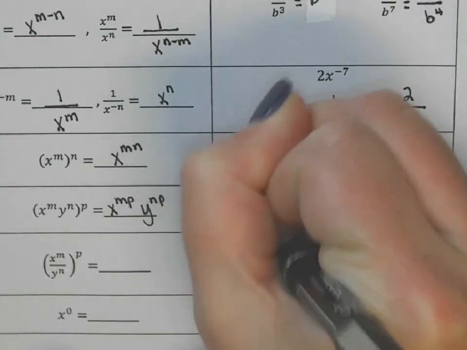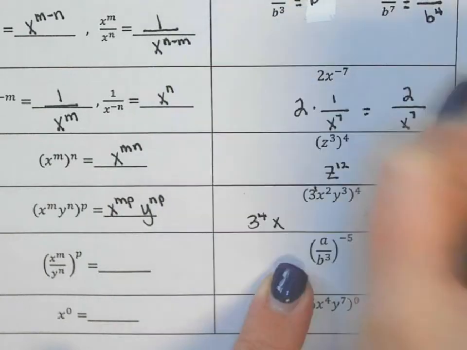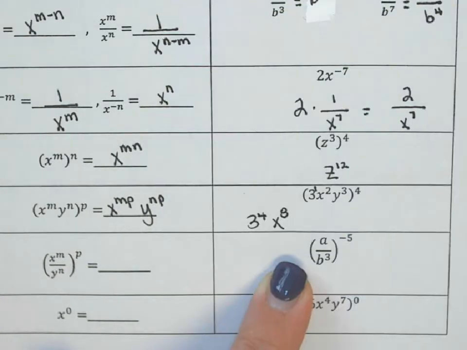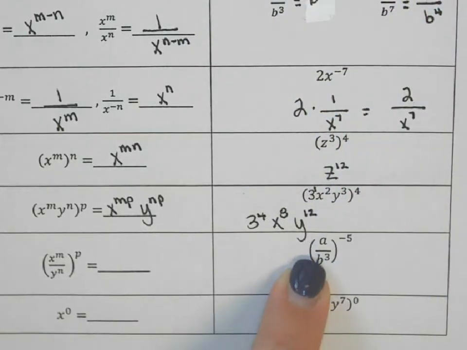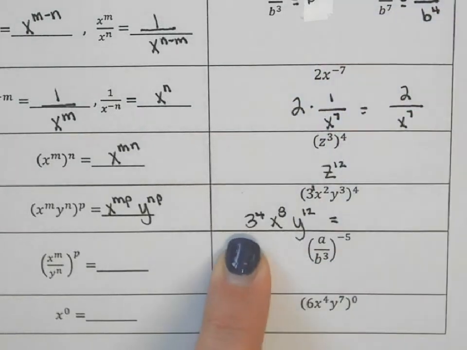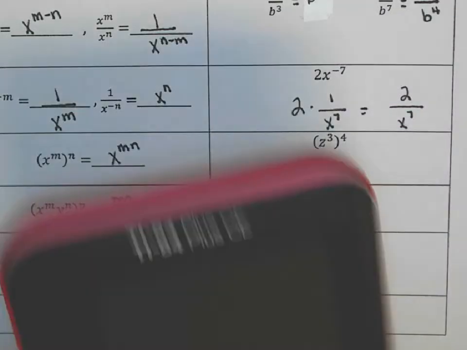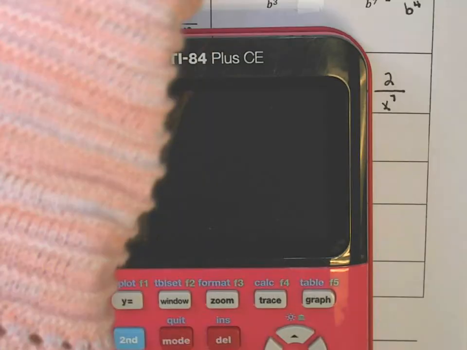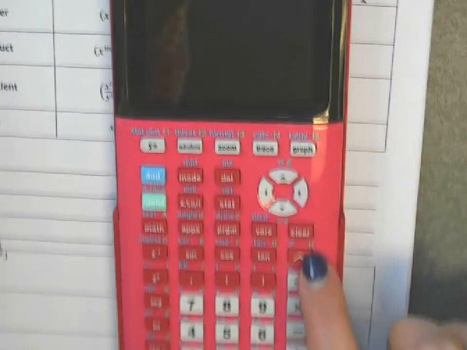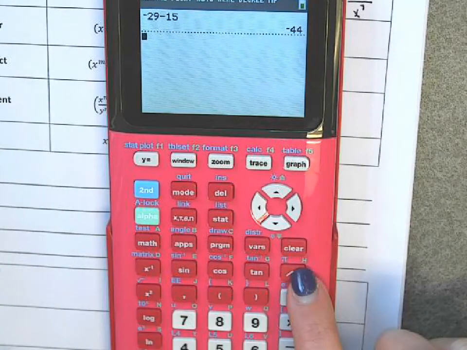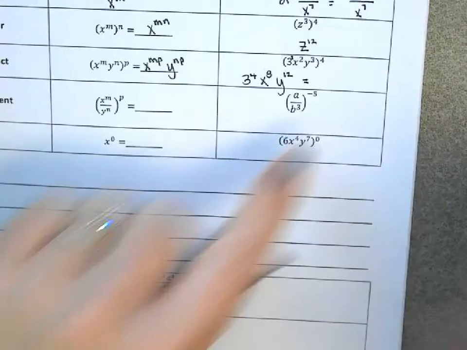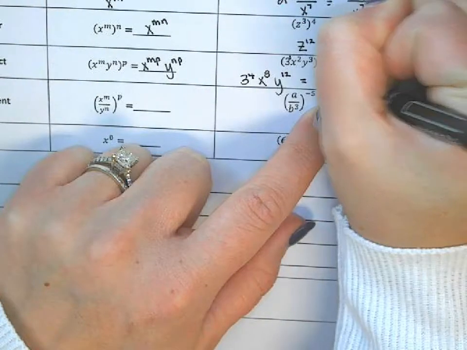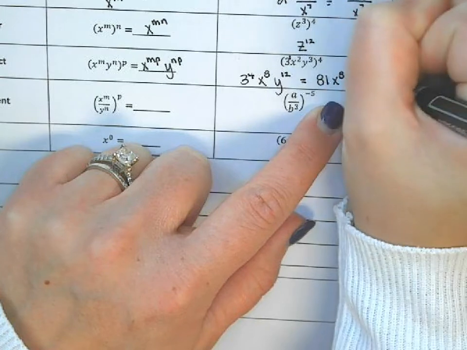We have 3 to the 4th power times x to the 2 times 4 is 8, 8th power. Y to the 3 times 4 is 12th power. The only thing in addition we can do here is since 3 is not a variable, we can evaluate what is 3 to the 4th power. So let me show you on the calculator where this button is. 3 to the 4th power, it's the caret button, so it looks like this. So if I type in 3 to the power of 4, it tells me that that answer is 81. So this is actually 81 x to the 8th, y to the 12th.